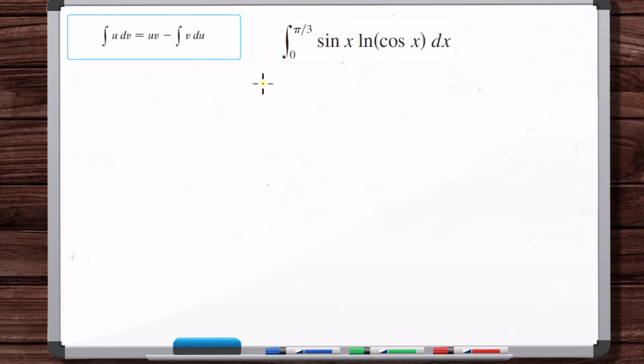All right, so it's easier to differentiate a natural log. This seems like a tough integral. So u is equal to natural log of cosine x. So du is equal to 1 over cosine x times the derivative of cosine x, minus sine x over cosine x dx, which is minus tangent x dx.